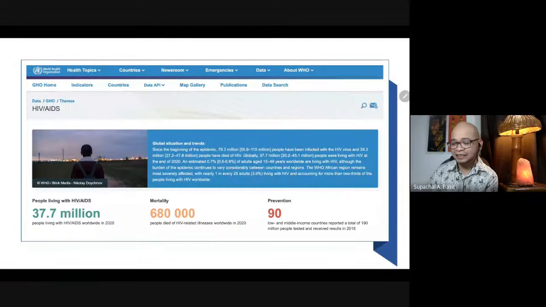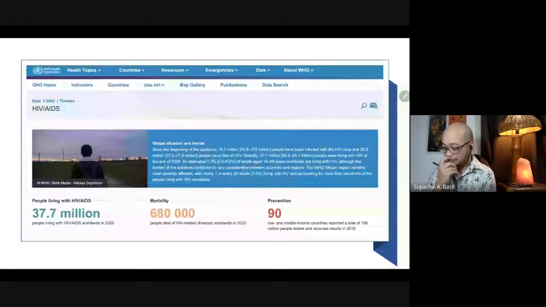But I think these particular slides have already changed, particularly in the Philippines, because I have the latest statistics. According to the World Health Organization, there are 37.7 million people living with HIV or AIDS worldwide. And this statistic was taken in 2020. So perhaps at this juncture, it has already increased. And 2 years ago, there were about 680,000 people who died of HIV-related illnesses worldwide.